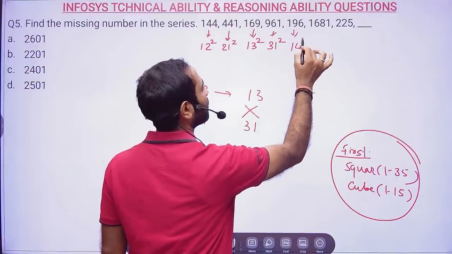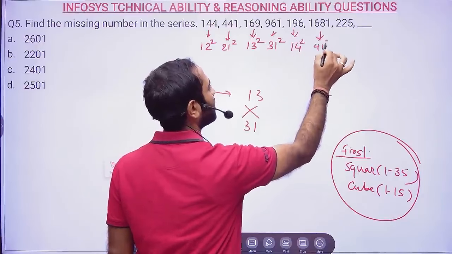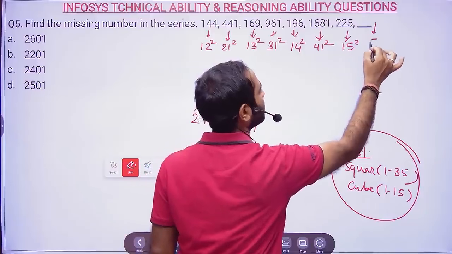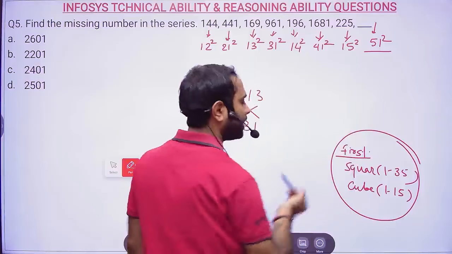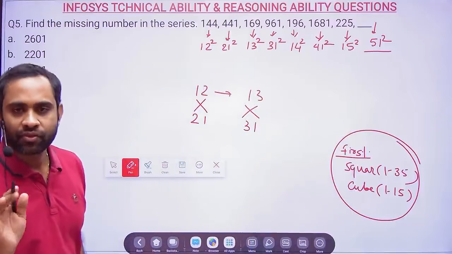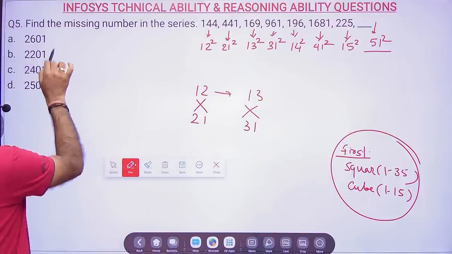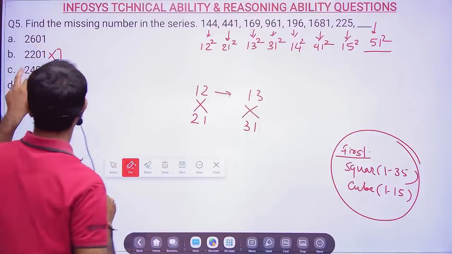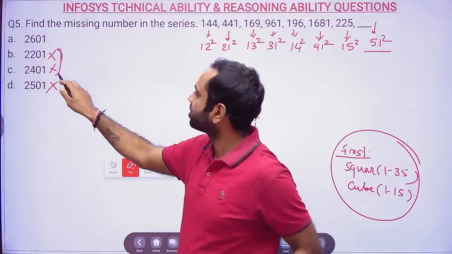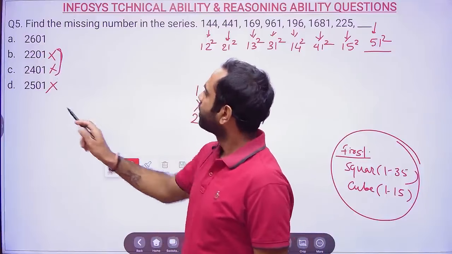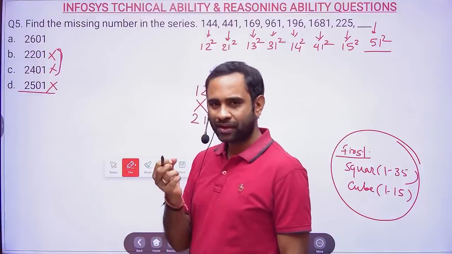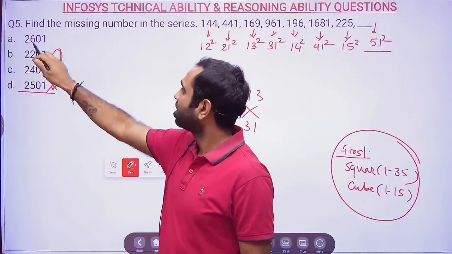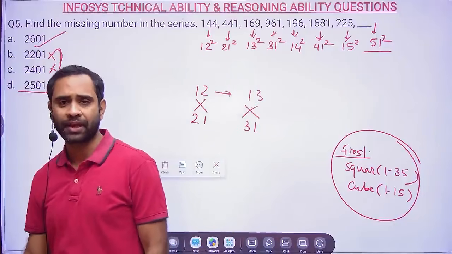This is 14 square, and if you interchange the digits, 41. This is 15 square, and if you interchange the digits it will be 51 square. Now 50 square is 2500. So these two options are less than 2500, okay? And 50 square is 2500, so 51 square will not be very near to that. So option A will become the correct answer for that.